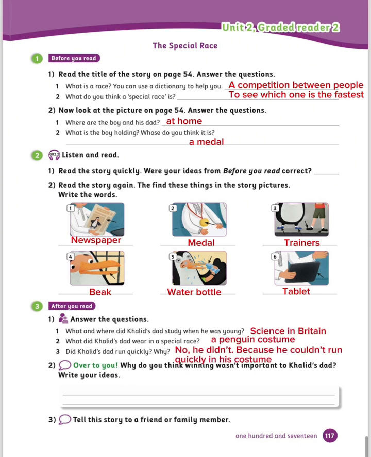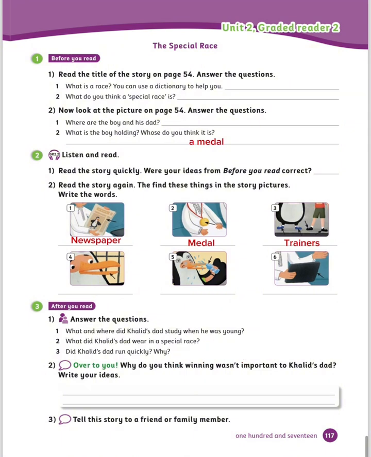Let's see the answers. Number 1, science in Britain. Number 2, a penguin costume. Number 3, no, he didn't, because he couldn't run quickly in his costume. Question number 2, why do you think winning wasn't important to Khalid's dad? Write your ideas. Question number 3, tell the story to a friend or family member.